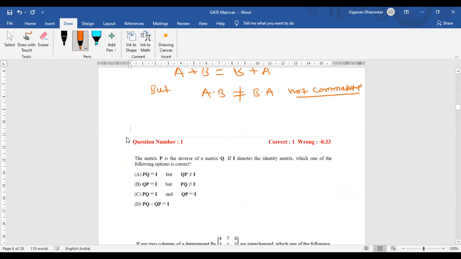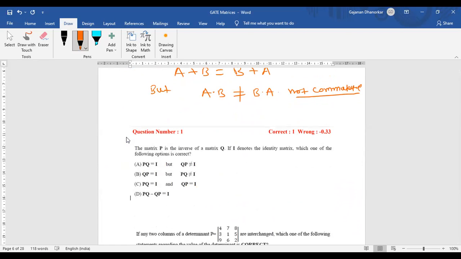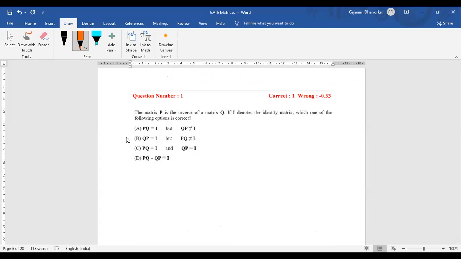Fine. This problem is from your GATE exam. Matrix P. Is it visible to everyone? Okay. Now tell me what the answer is. Matrix P is the inverse of matrix Q, and I is the identity matrix of the respective order. Which one of the following is correct? Option A, B, C, and D. Instead of A and B, we have P and Q. P is the inverse of this Q matrix.